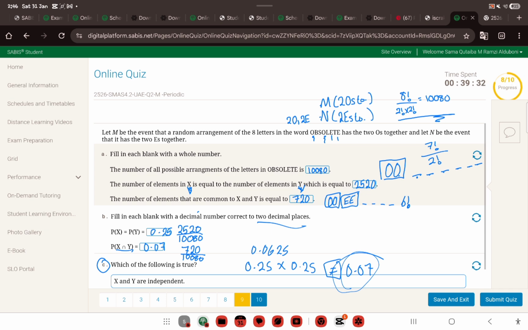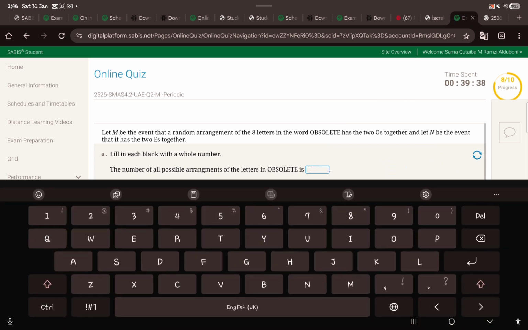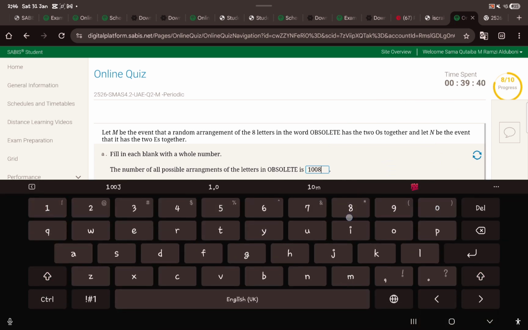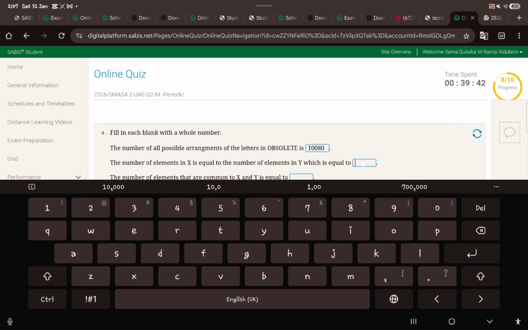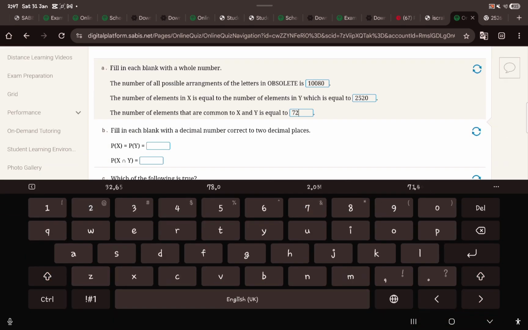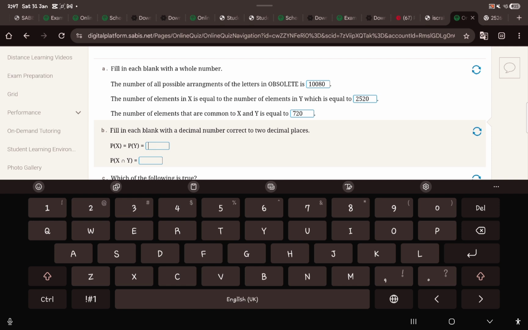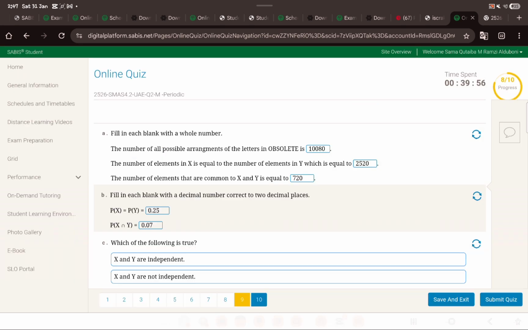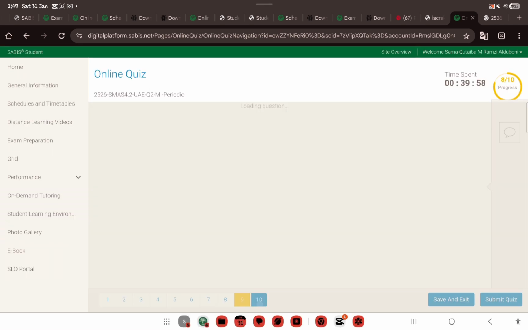So let's fill in the answers. So it's 10080, 2520, 720. This one is 0.25, and this one is 0.07, and they're not independent.